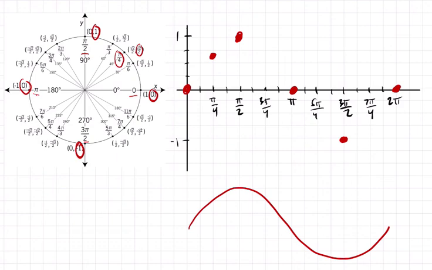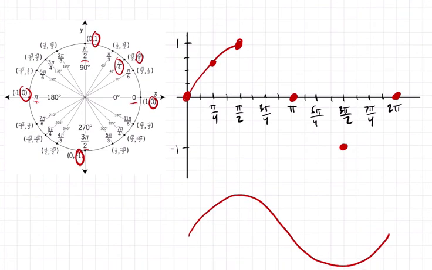Now, what the sine function is going to do is come up to the peak, and then it's going to have a mirror reflection on the other side. On the other side, it's going to reflect so that at 3 pi over 4, we're at the same height, right? So these two points have the same height. Comes back down.